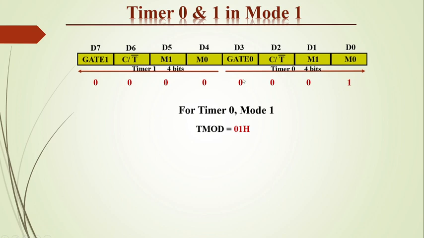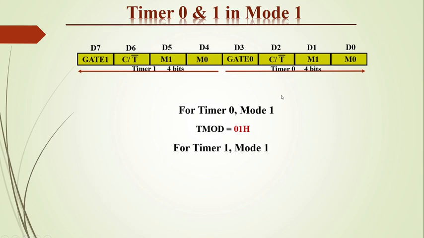And the gate bit should be 0, and this C/T bar is nothing but we are selecting this as a timer. So we are moving the value 0, 0, 0, that is represented in hex as a 0, and this 0, 0, 0, 1 that is represented as 1. That means we are loading the value 01H in T-mode for timer 0 in mode 1.